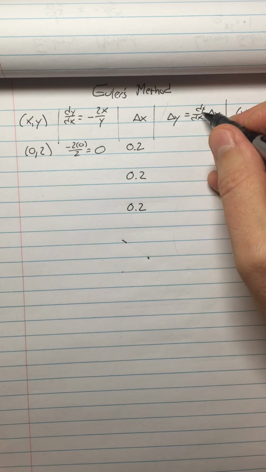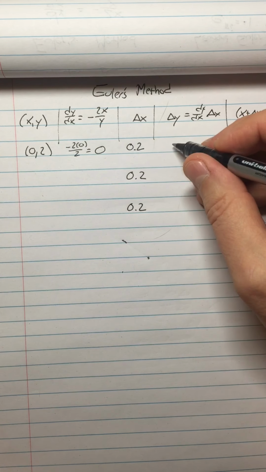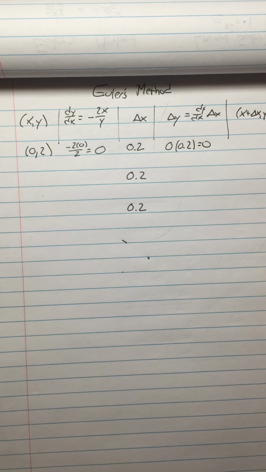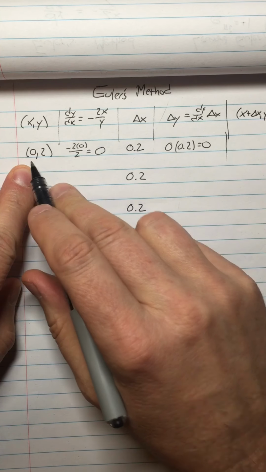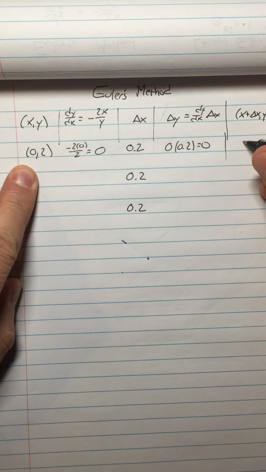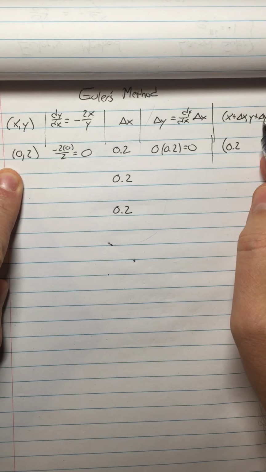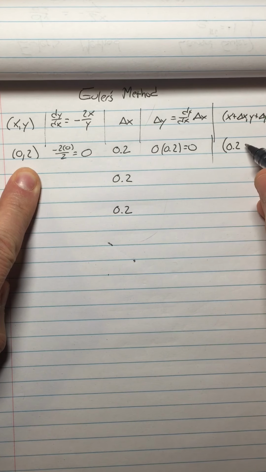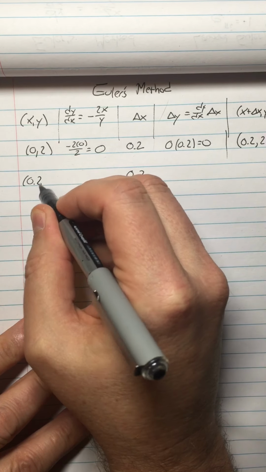Now what's delta y going to be? Well, delta y is dy/dx times delta x. So I'm going to go 0 times 0.2, and I'm going to get 0. Then I take my original x and add delta x to it. So 0 plus 0.2 is 0.2. And I take my original y and add delta y to it. So 2 plus 0 is equal to 2. So that's my next point, (0.2, 2).